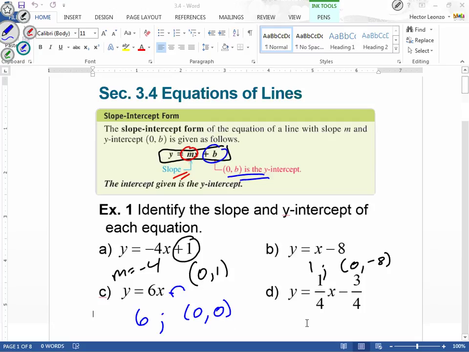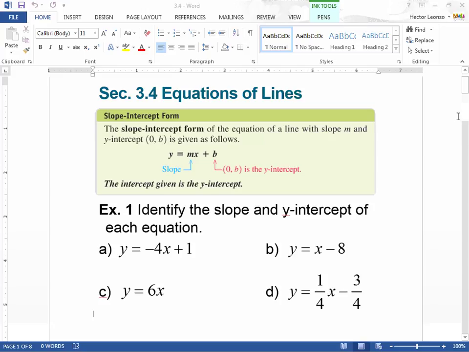Lastly, from example D, my slope is 1/4. Now my y-intercept is the point (0, -3/4). You might be wondering, why are we using the m for slope? The thing is that the slope tells us how to move. So that's why we're using the m for move. For the y-intercept, later on, once we graph, that b, that y-intercept, is going to tell us where to begin. So that's why we use move and begin. That's where the m and the b come from.